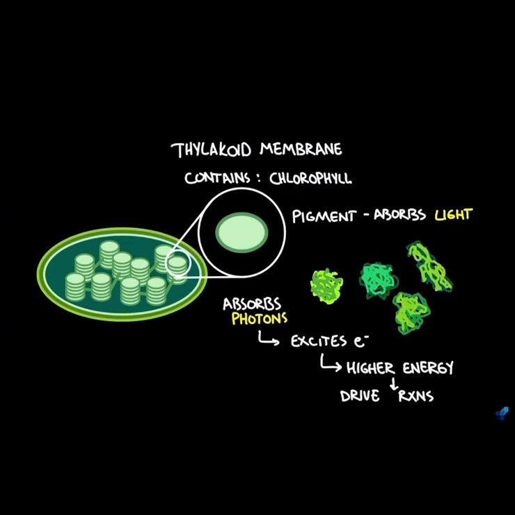Chlorophyll is what is responsible for the initial interaction between light and the plant and the numerous proteins that make up the electron transport chain. So yeah, just like cellular respiration, photosynthesis also has an electron transport chain.